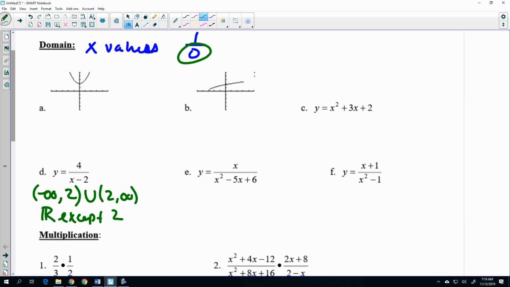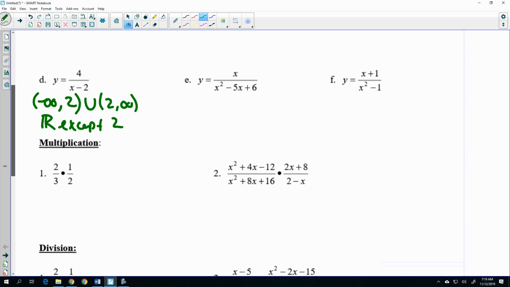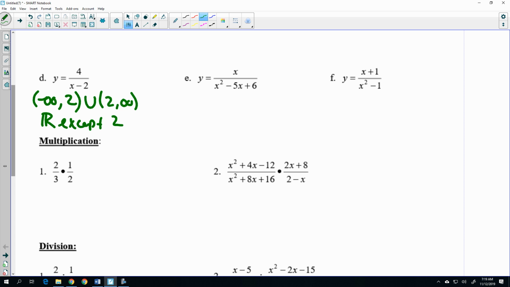So if you look at letter D, how would I know what values I couldn't have in E? It's not written quite like D, but could I change it? Oh, I could factor this. Let's see, both signs are negative. So I think a -2 and a -3 add to -5, but multiply to 6. So how many values can't I have down there?